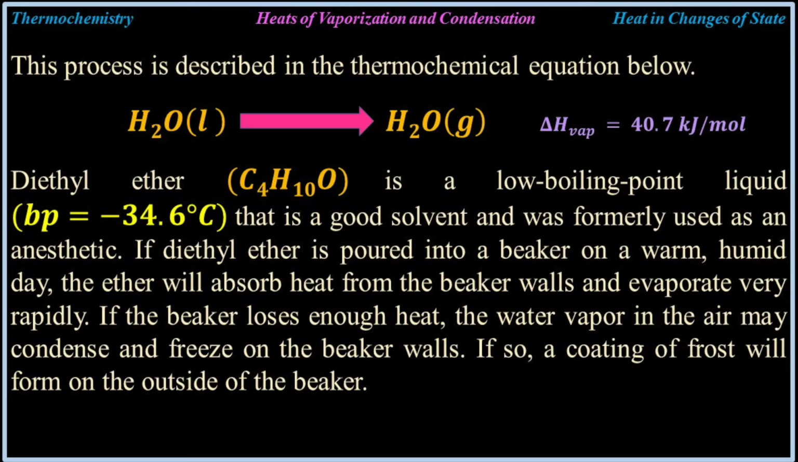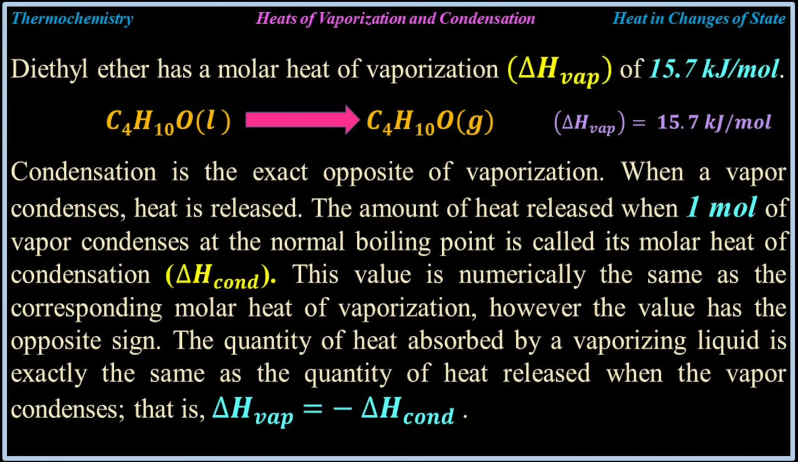If diethyl ether is poured into a beaker on a warm, humid day, the ether will absorb heat from the beaker walls and evaporate very rapidly. If the beaker loses enough heat, the water vapor in the air may condense and freeze on the walls of the beaker. If so, a coating of frost will form on the outside of the beaker. Diethyl ether has a molar heat of vaporization of 15.7 kilojoules per mole.